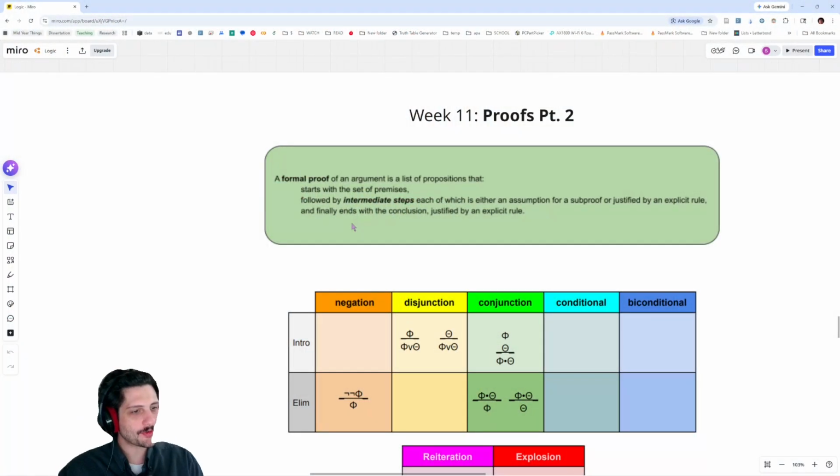We're going to go ahead and continue on with proofs today. So the idea with a proof, right, is that we're trying to show through a series of intermediate steps how premises would entail a conclusion. Each one of these intermediate steps should be something super innocent and trivial, something obvious that we can all accept.